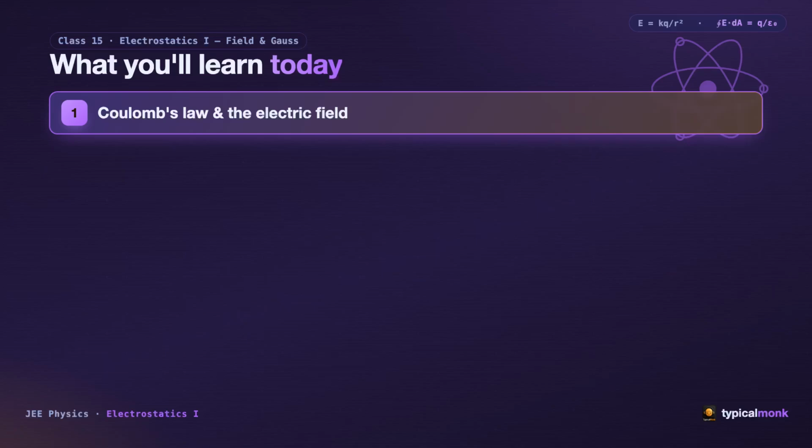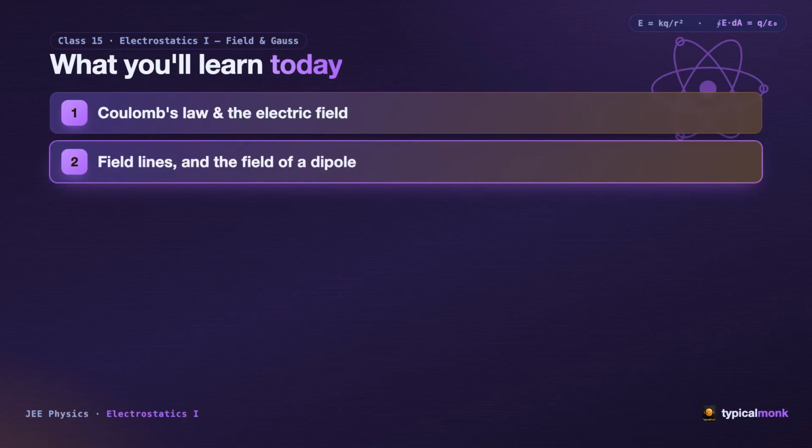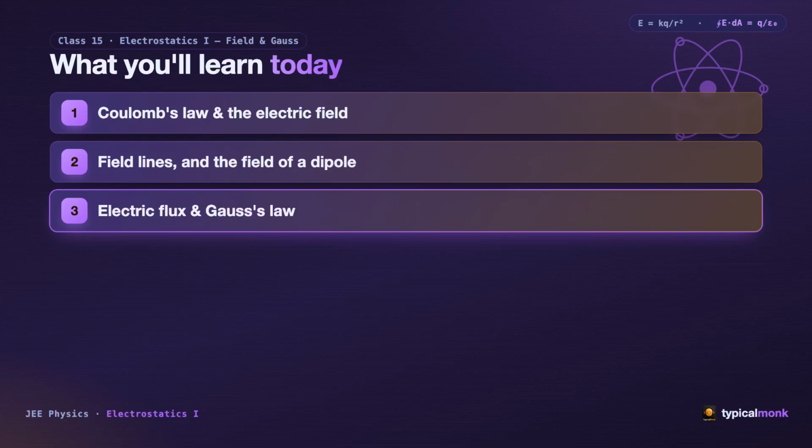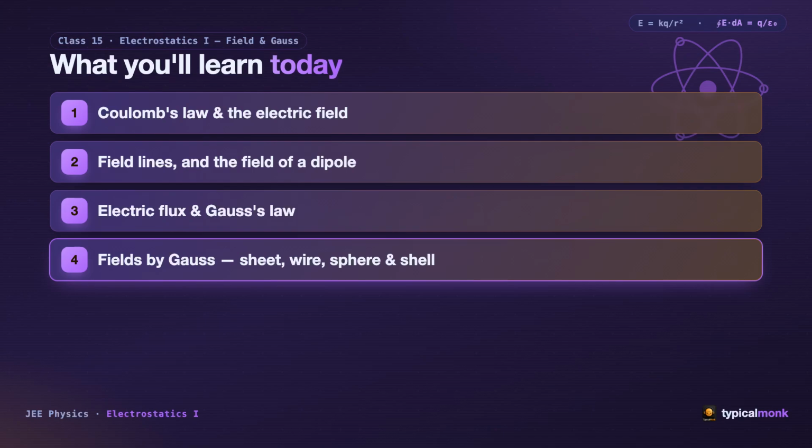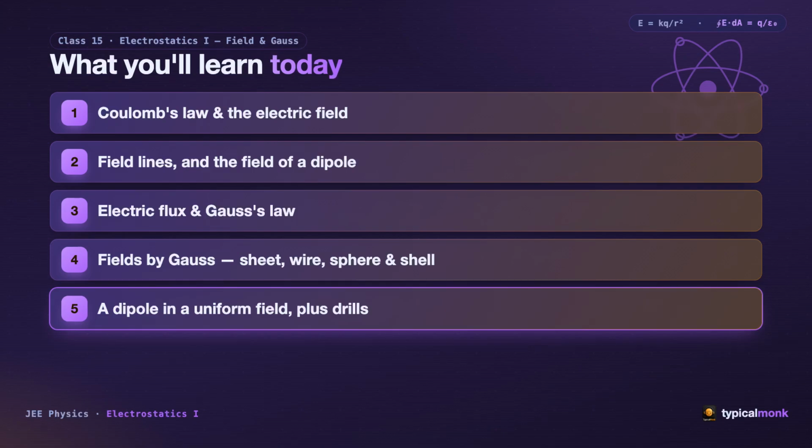Here is what you will learn today. First, Coulomb's law and the electric field. Second, field lines and the field of a dipole. Third, electric flux and Gauss's law. Fourth, fields found by Gauss: the sheet, the wire, the sphere, and the shell. And fifth, a dipole in a uniform field, plus the drills. One idea at a time.